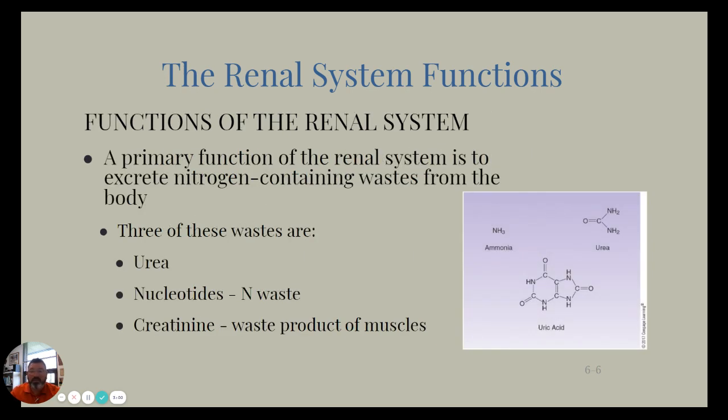Additionally, when we think about the renal system, it excretes nitrogen-containing wastes. Generally speaking, your body can only process so much nitrogen or protein in the body, and any excess protein is really not stored very much. Excess protein in your diet is simply excreted in the form of urea or nucleotides or even creatinine that generally comes from your cellular waste.